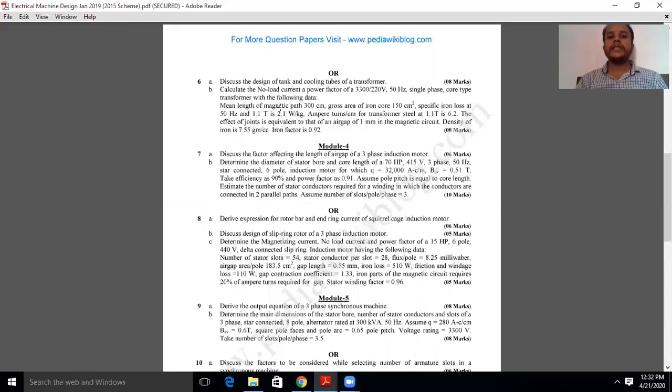So in this case, mean length of magnetic path, gross area of iron core is given, specific iron loss, ampere turns, density of the iron is given, iron factor. So considering all these points, we need to calculate the no load current and power factor of this particular transformer.